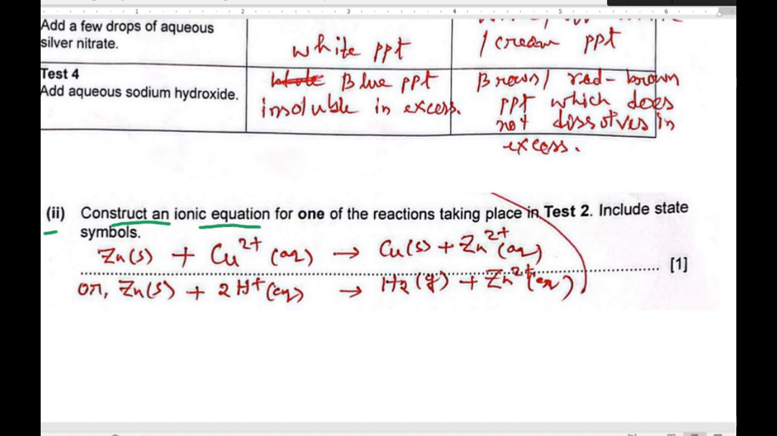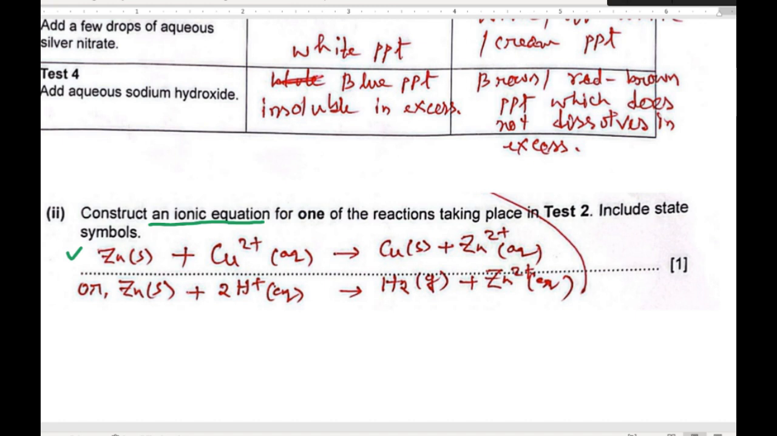Construct an ionic equation for one of the reactions taking place in test 2. In test 2 you add zinc metal to copper 2 ion solution. Zinc is more reactive, so zinc gives electrons to form zinc 2 ion, and copper 2 ion, less reactive, gains electrons to form copper metal.